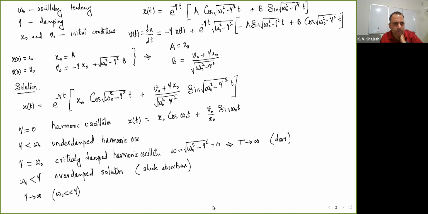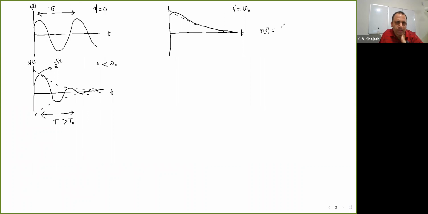And the solution is then, let me go back. So the solution comes out to be x naught plus, actually, this is v naught plus the damping coefficient times x naught, multiplied by time t, and the whole thing multiplied by exponential of minus gamma t.